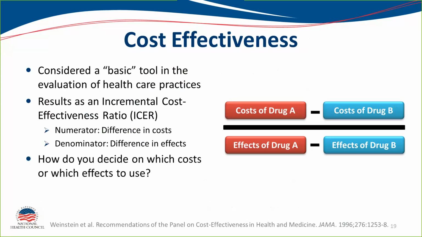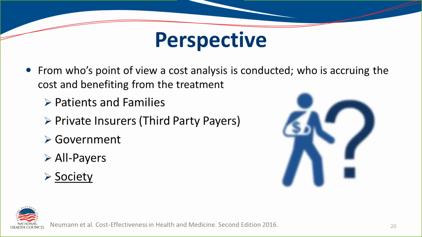And so, how do you decide on which cost or which effects to use? This is where I hope that by learning cost effectiveness you'll start asking questions like, well, where'd you get the cost? Where'd you get the effects? Because it may be impacted by things like perspective. Whose point of view was the cost analysis conducted? Who is accruing the cost and the benefit from the treatment?